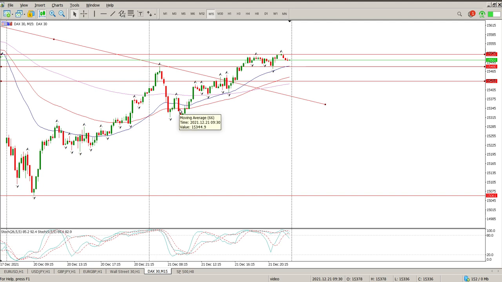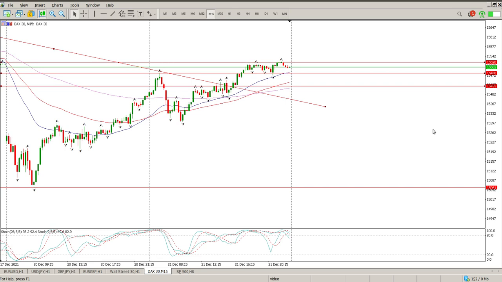I'd be on the 15 minutes if I was playing this and looking for the structure. I'm not really going to play it. I think I'm just going to focus on the S&P until the end of the year. So that's kind of the view that I've got here.